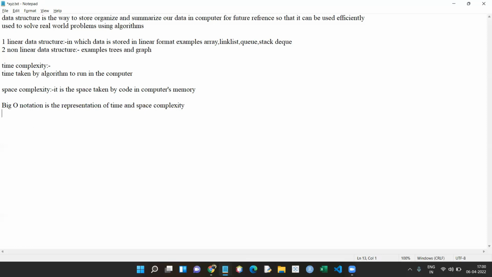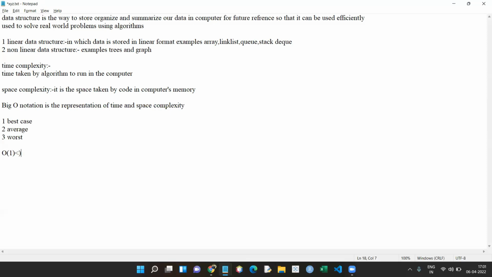So what does this big O indicate? Here we have three types of measurements. The big O representation can be represented in three ways. First is the best case, second is the average case, and the third is the worst case. So these are the three cases in which time can be measured. How do we calculate it? Starting from the constant time complexity, big O of 1, till big O of n factorial, where n is the input size.